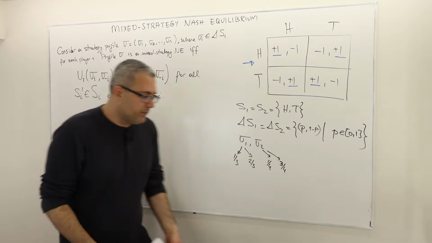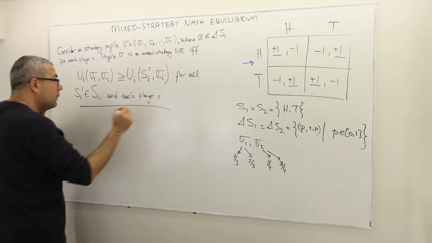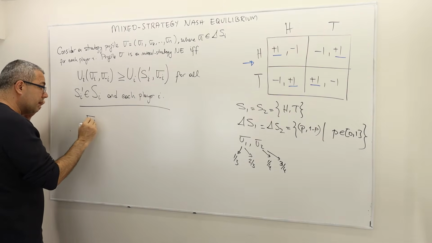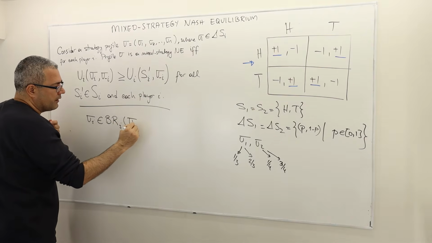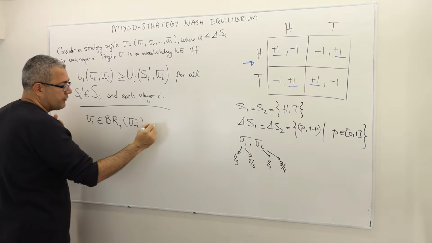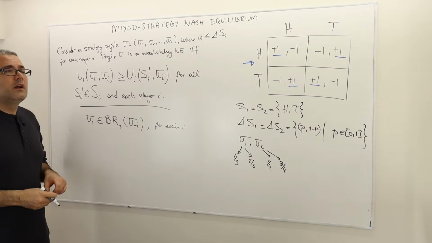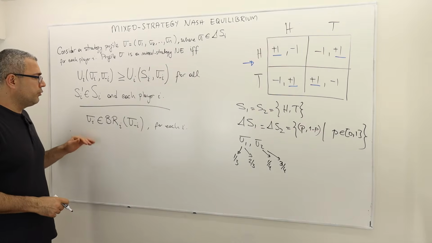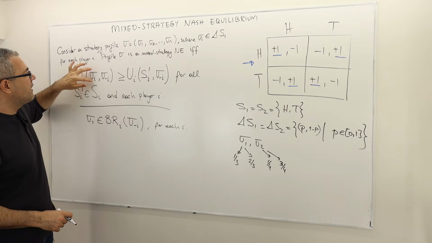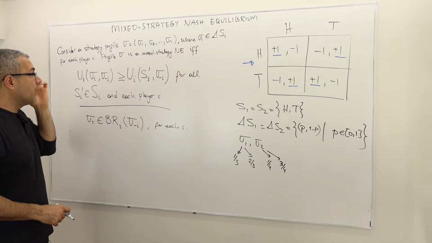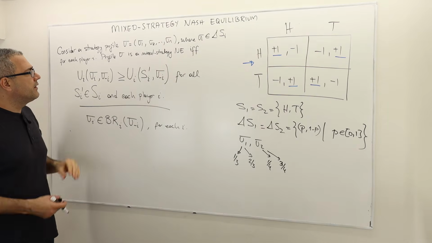All right, so that's it. Basically what I'm saying is that sigma_i is a best response for player i to sigma_{-i}, and this is true for each i. This is exactly the same definition as the Nash equilibrium in pure strategies. The only difference is that here I don't have s_i, but I have sigma_i. Maybe it's important to underline this.